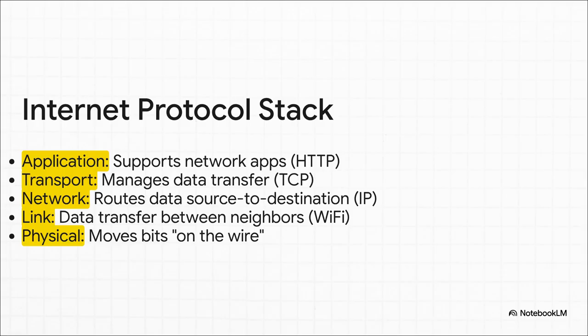Right at the top, the application layer worries about your web browser. Below that, the transport layer makes sure your data gets there in one piece. The network layer is the one that figures out the route across the whole internet. Then the link layer handles the connection to the very next device in the chain. And finally, the physical layer just worries about turning data into electrical signals or flashes of light. This modular design is what makes the internet so incredibly powerful and easy to update.